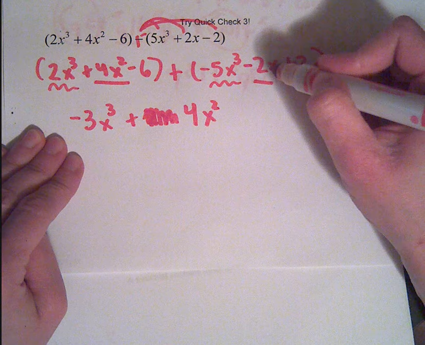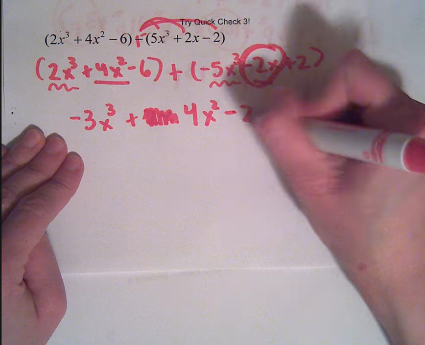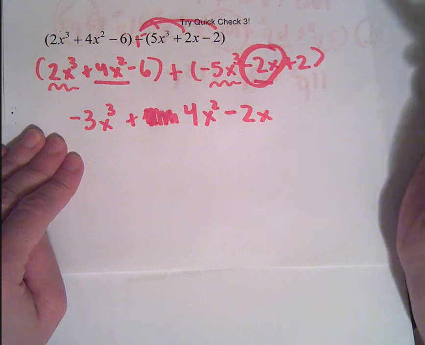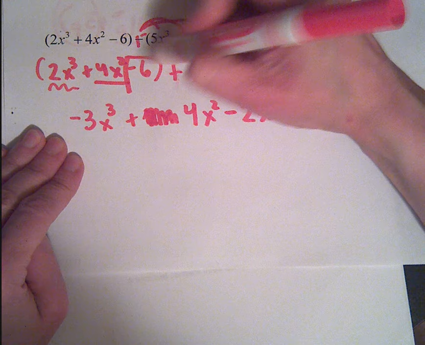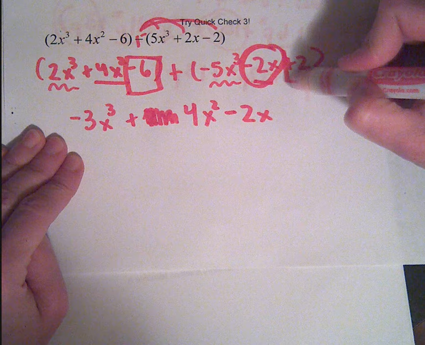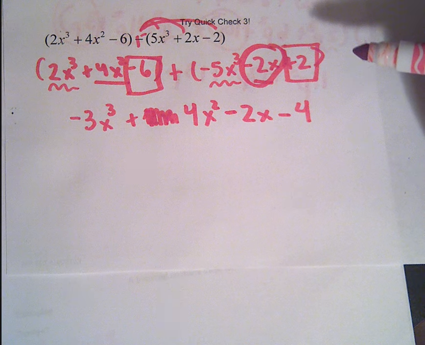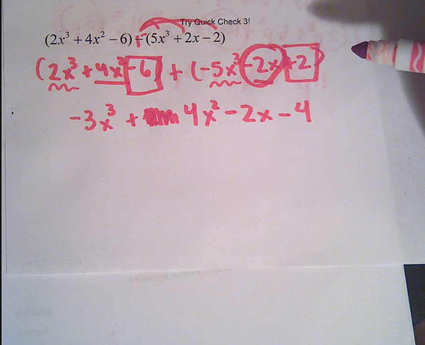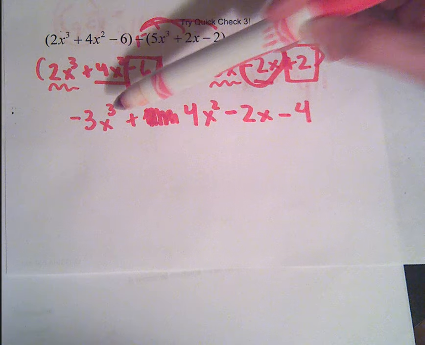Now I come over here. This is a completely different term. I'll circle that. So it's minus 2x. And then I have my regular numbers left, and I've kind of run out of shapes, so I guess I'll box it. Negative 6 plus 2 is minus 4. So that's what we should have had there. And you would call this a cubic 4-term polynomial.